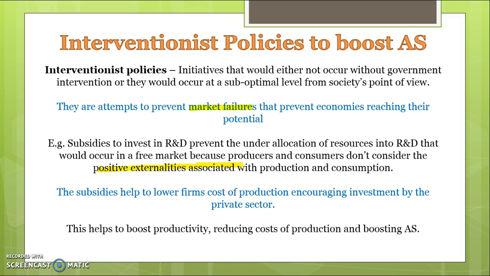For example, if it's research and development into health, then that would have positive externalities for third parties, in the form of helping people that suffer from that illness to potentially find a cure or at least some form of treatment for that disease. So they are under-allocated in a free market because they generally have positive externalities in production. And therefore the subsidies help to lower firms' costs of production and encourage investment by the private sector. This helps to boost productivity, reduce costs of production and boost aggregate supply.